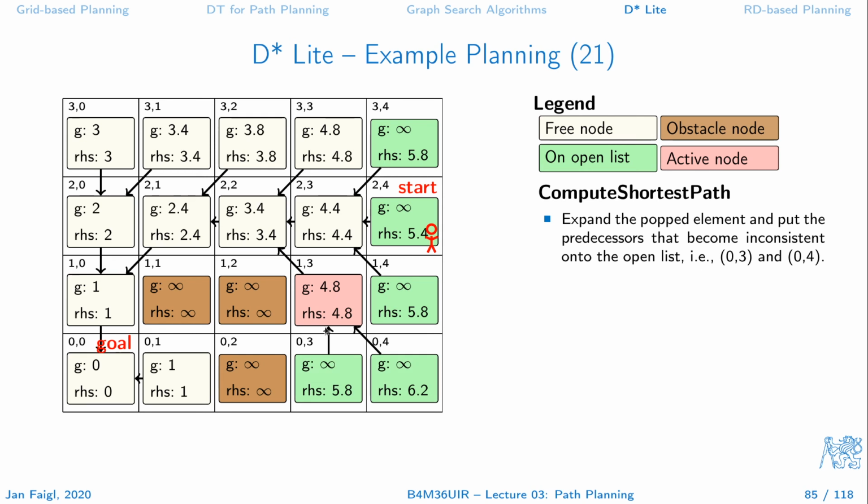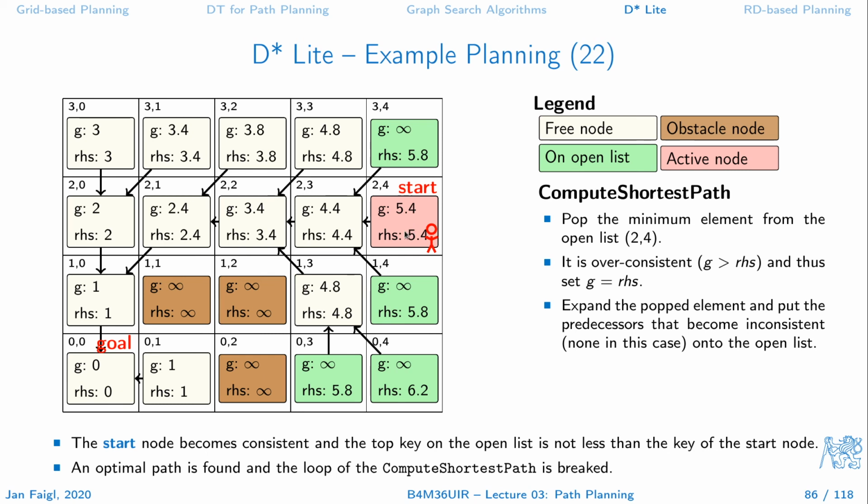Nothing happened here. We expand this. We have now this one, and it is over consistent, so we set it and we are done. So the optimal path is found, and the loop of the compute shortest path is broken, and we can follow the path. So this is the start.